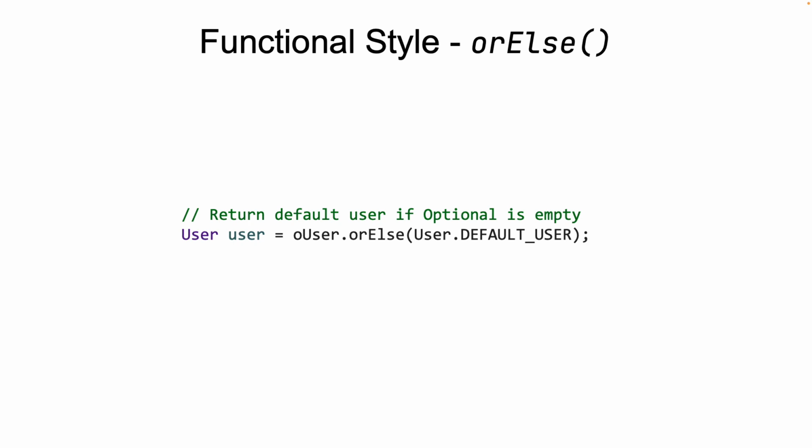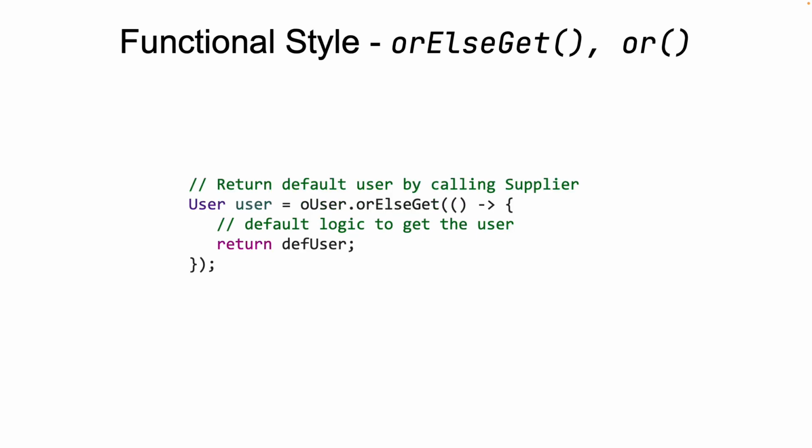But what if the default user is not as simple as a constant, but needs to be retrieved as part of a different logic? Optional class has the orElseGet method, which can be used. Now this is similar to the orElse method, with the exception that when the optional oUser is empty, the supplier lambda function is called, which uses some internal logic to retrieve the default user.